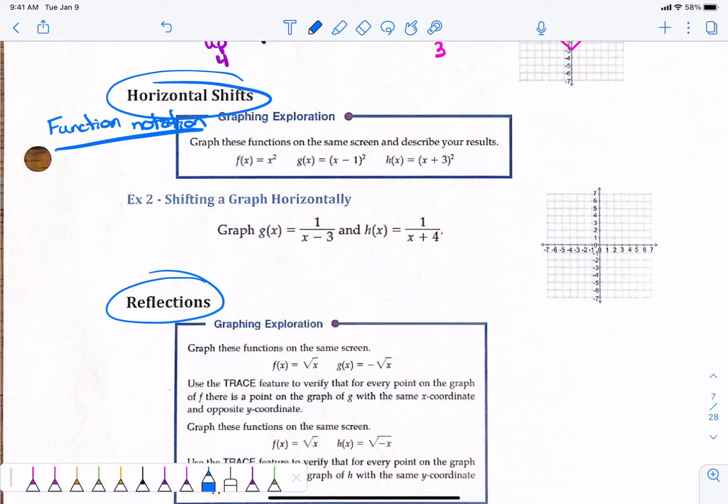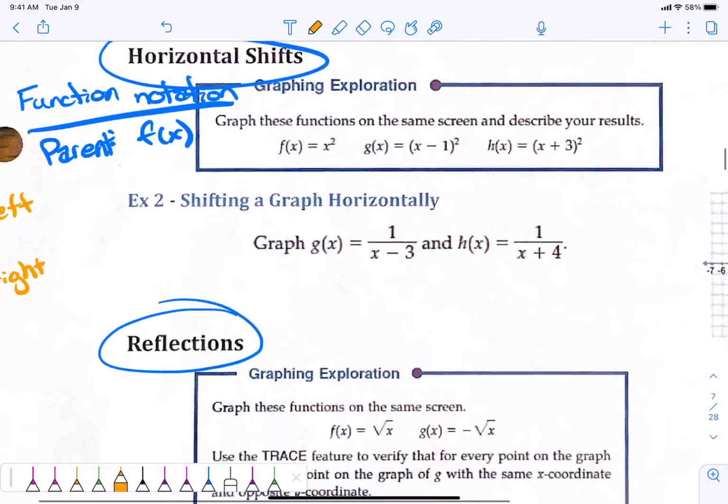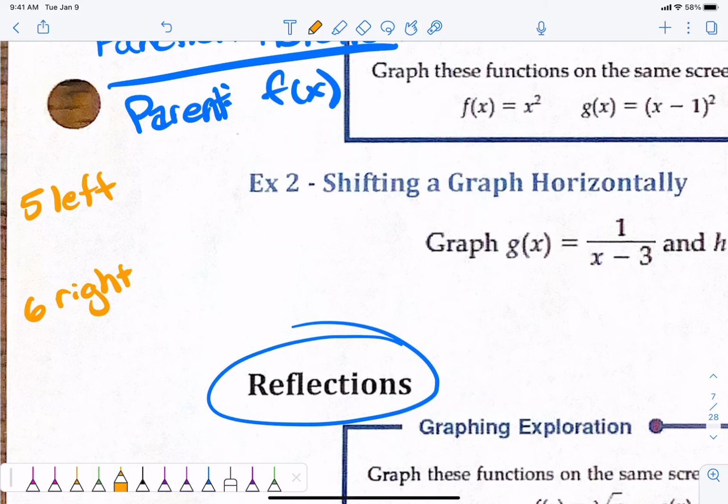Okay, function notation. Let's say our parent is still called f of x. Maybe it's x squared, or x to the 3rd power, or the absolute value of x. But our parent is f of x. When you are shifting horizontally, let's say 5 units left or 6 units right, you're going to put that inside of the function.